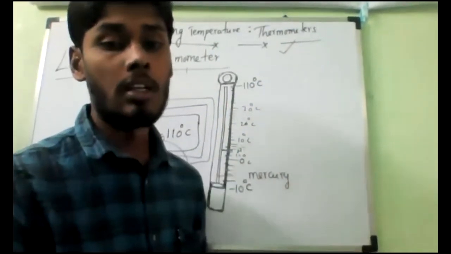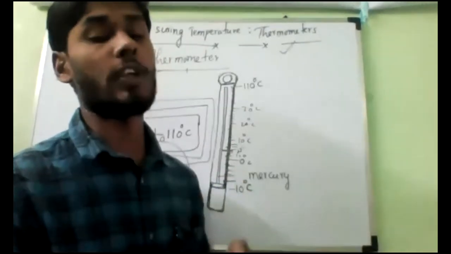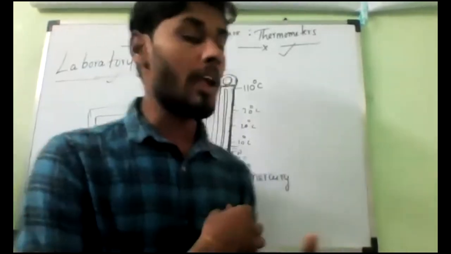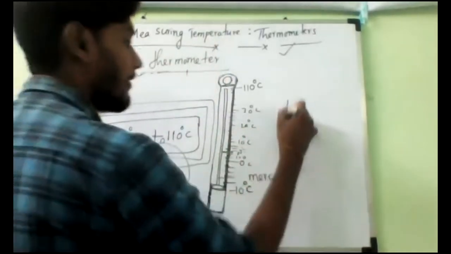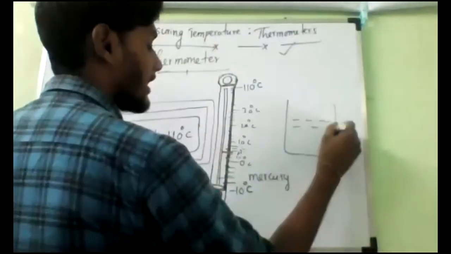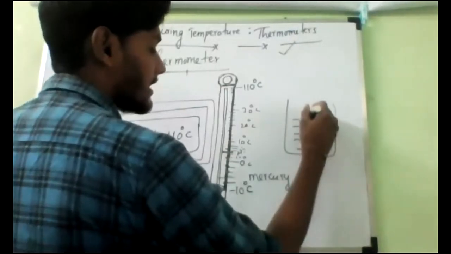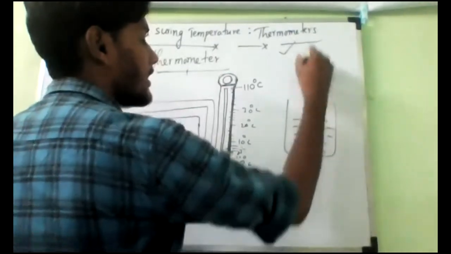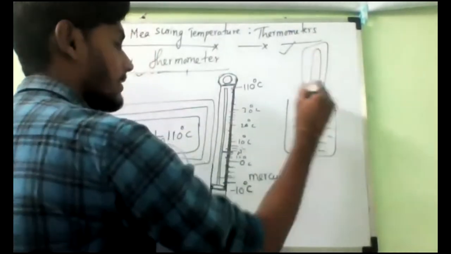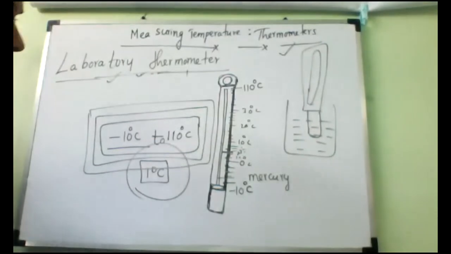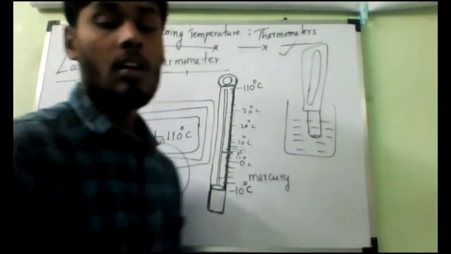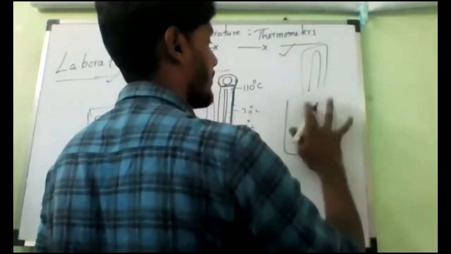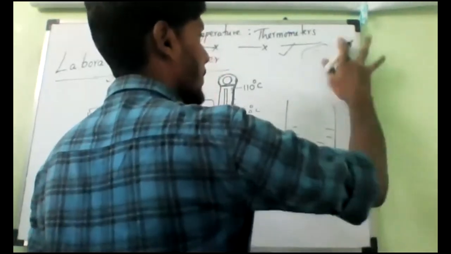Without that bulb, if there is no contact between the surface and the bulb, it will never measure the temperature. Suppose I have boiling water here. If I insert the thermometer inside the water, then only we can measure the temperature reading. Is it yes or no, Mari? Yes, sir. If I keep it on the surface of the water, is it possible to measure the temperature of the water?